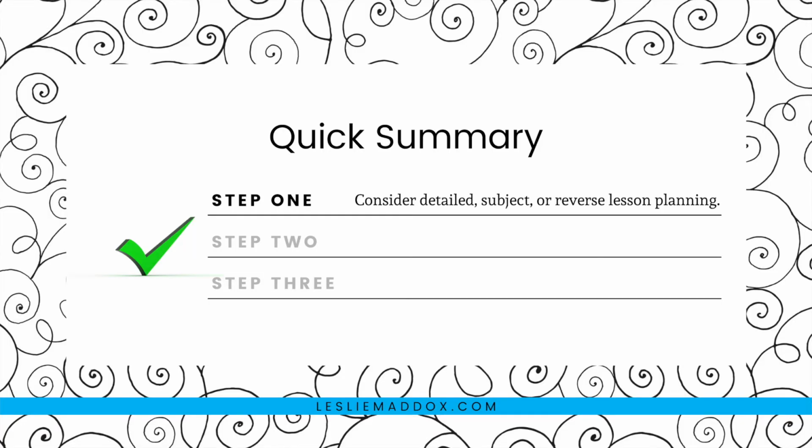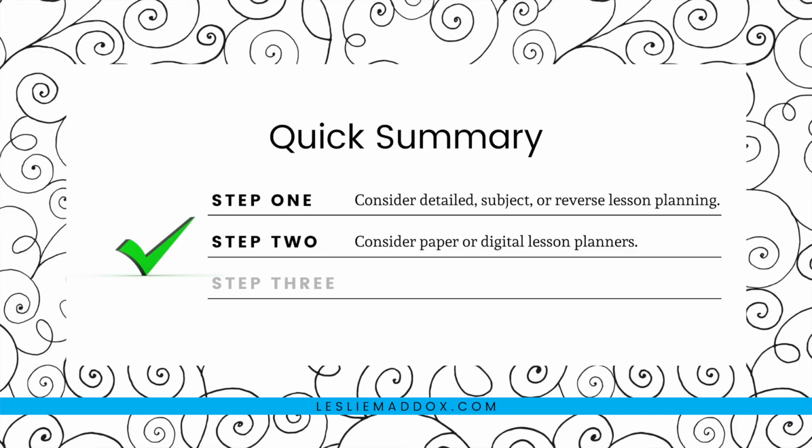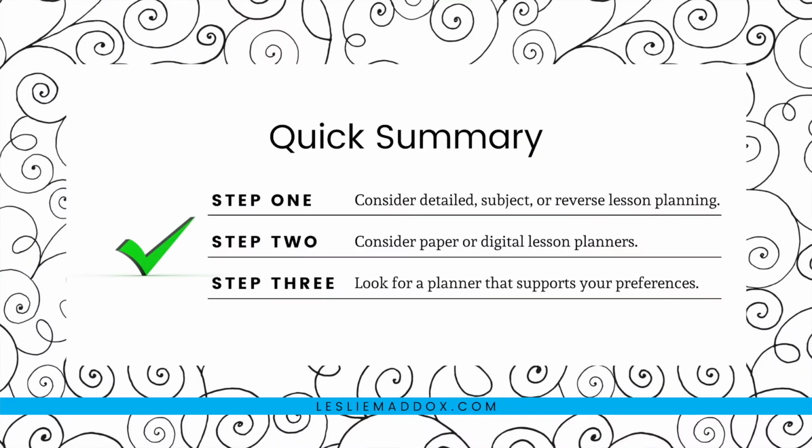Number 1, think about what type of lesson planning you would like to try: detailed, subject, or reverse. Make this decision based on your family's structure needs and the legal requirements you need to adhere to in your region. Number 2, decide if you'd like to try paper or digital planners. This will depend on if you will regularly spend time on a device and how much writing you want to do. Number 3, once you decide on digital or paper, look for a planner that supports your preferred lesson planning method.